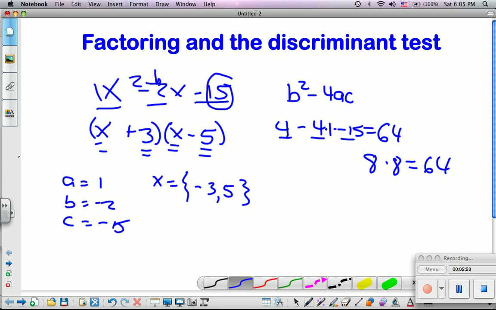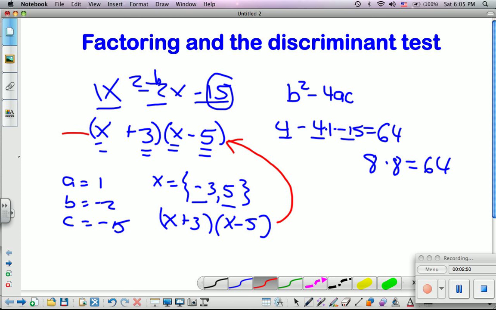And then the zeros of the function, we know that the factors are going to be x minus each of these. So x minus minus 3 is an x plus 3, and x minus that 5 is going to give us an x minus 5. And we should end up with the same thing that we did.